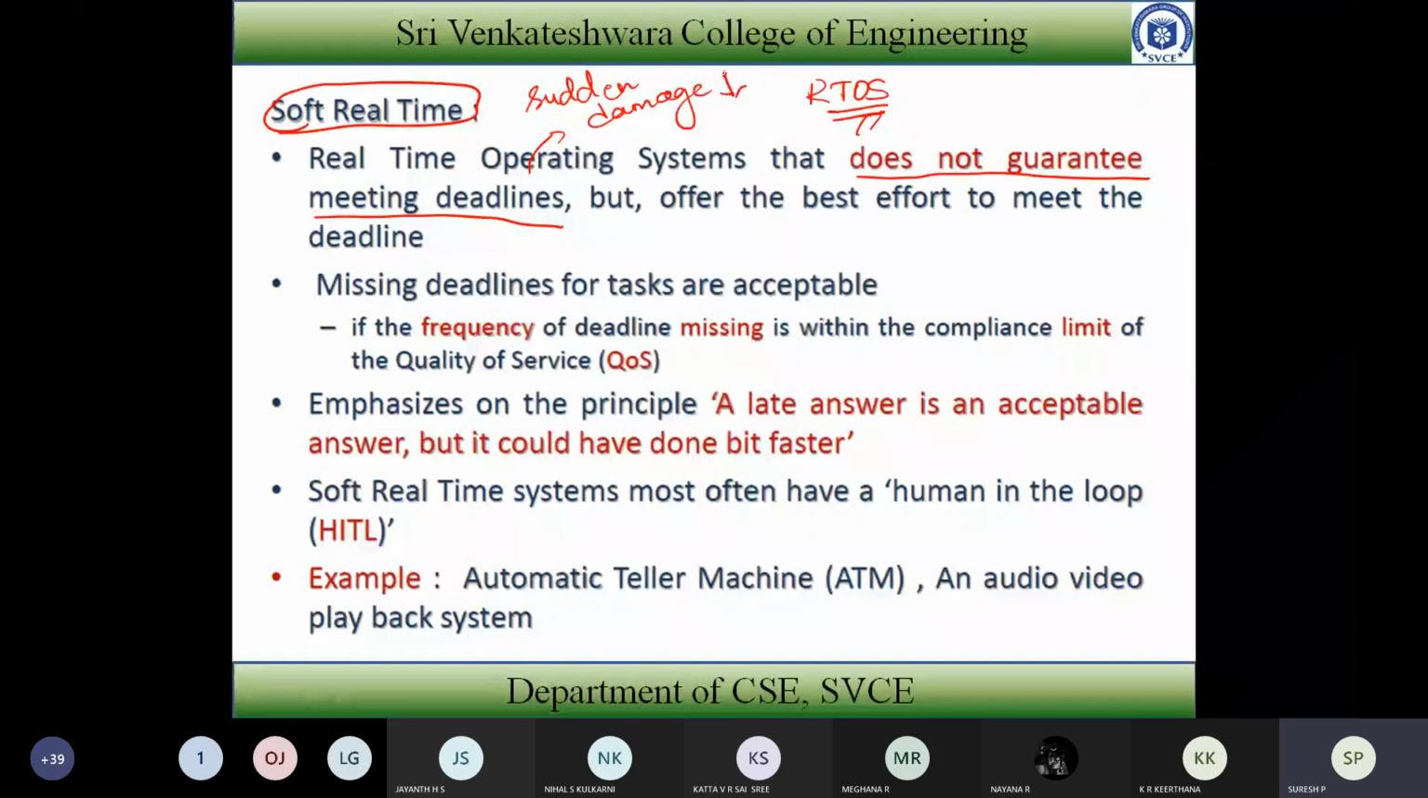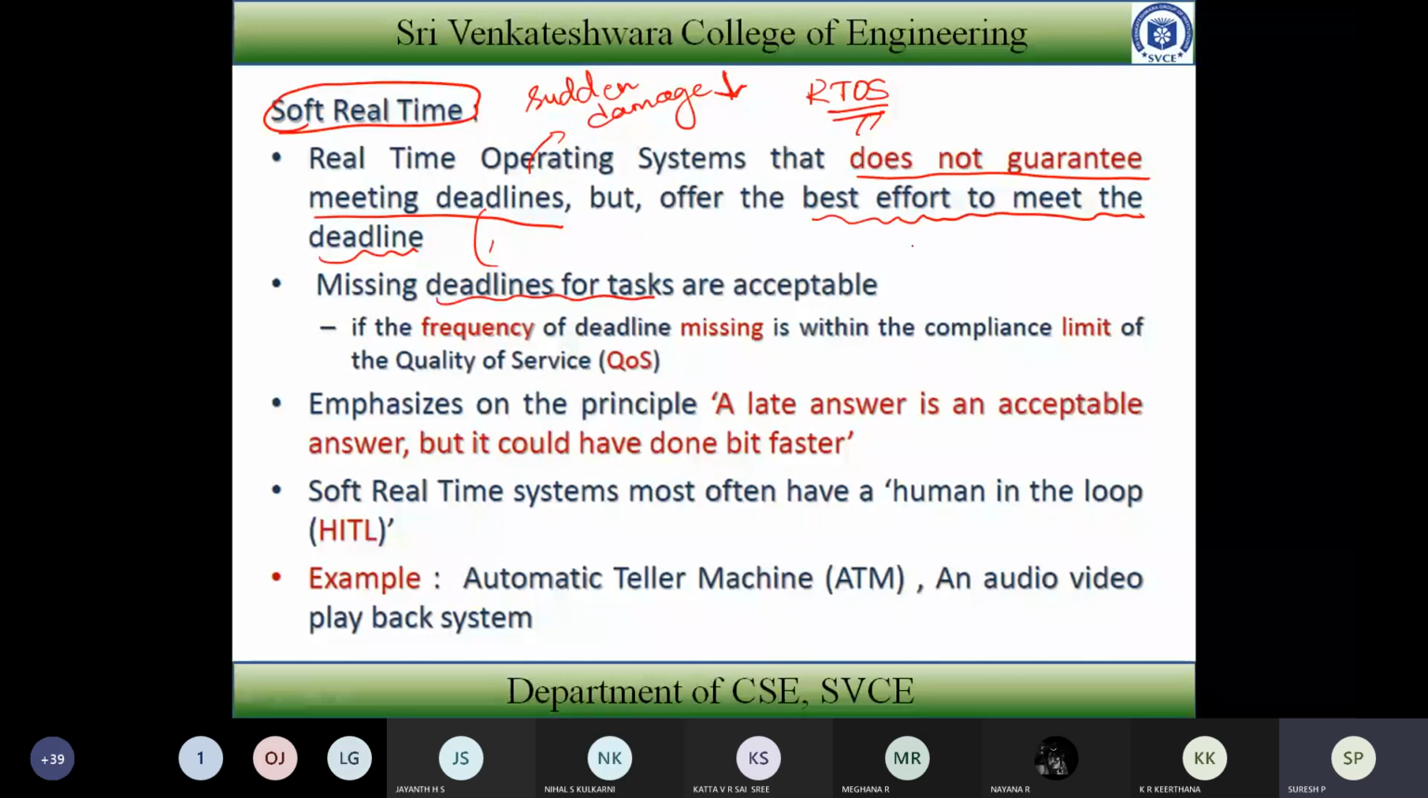Even if it is not meeting the deadline, it will make its best effort to meet the deadline. No harmful thing or sudden damage is going to happen for that particular task which is running. In this type of soft real-time system, missing the deadline for a task is acceptable. Even if you miss deadlines for that particular task, they are acceptable.